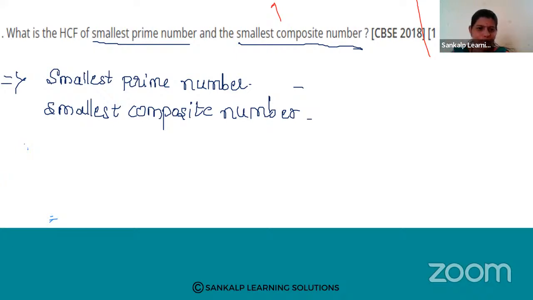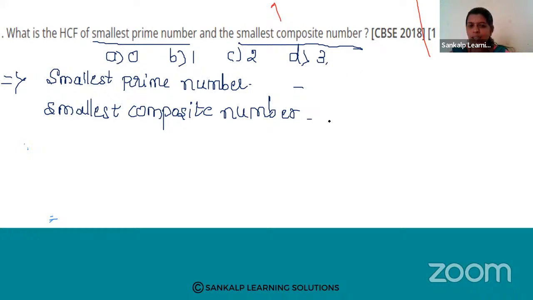Okay, I will give you the options. A is 0, B is 1, C is 2, and D is 3. Which option is right? The smallest prime number and the smallest composite number, what will be the HCF of those two numbers?